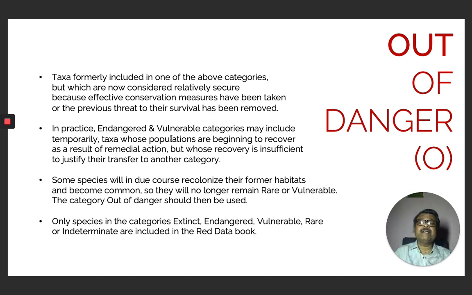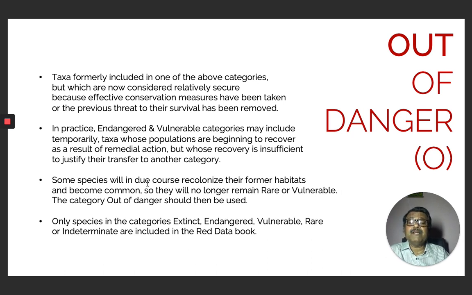In practice, endangered and vulnerable categories may include species temporarily. So the species which are in an endangered condition or in a vulnerable category, if proper measures are used to conserve them, and in the near future the population increases and recovers due to some remedial action, in that case they get into the category of out of danger.